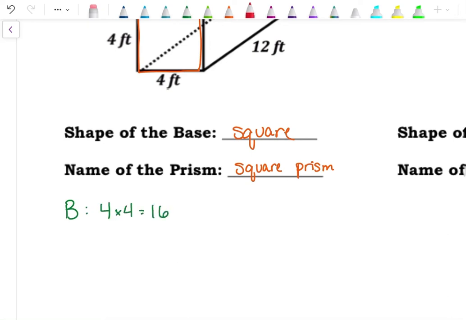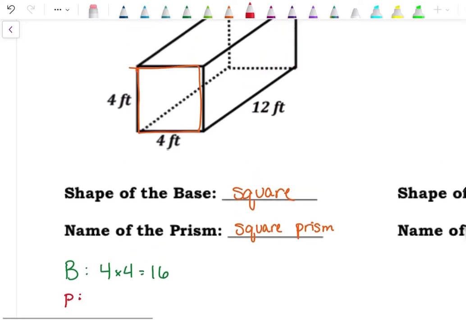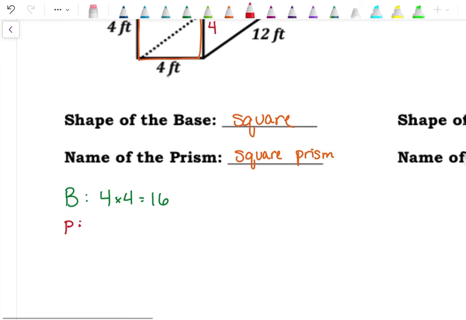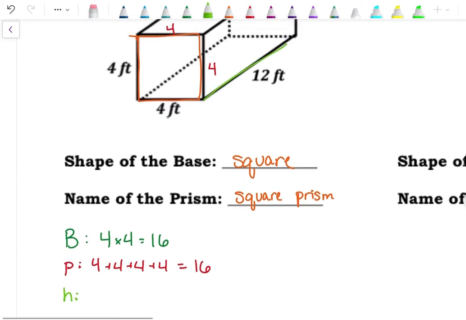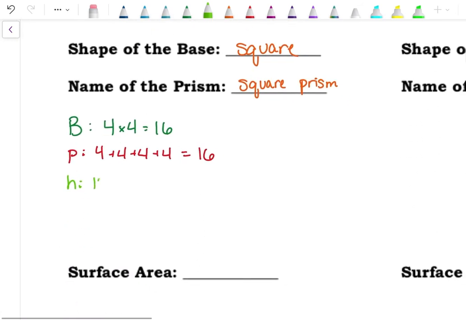The next thing I need is the perimeter of the base, which is going to be adding up all my sides, which are conveniently all 4 because it's a square. So 4 plus 4 plus 4 plus 4 is, again, 16. Then I need to find the height of the prism. The height of the prism in this case is going to be 12.